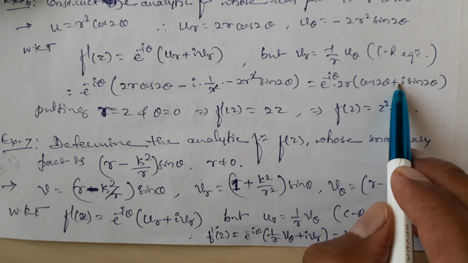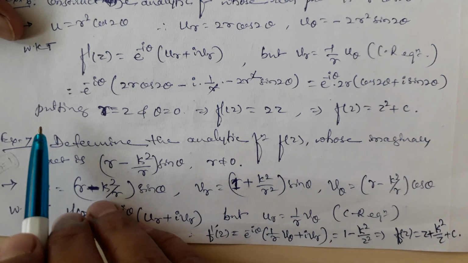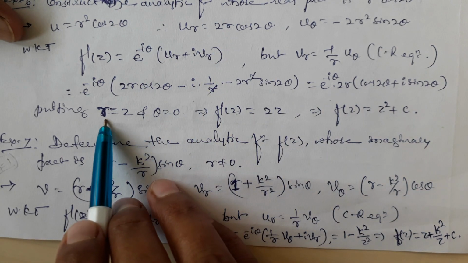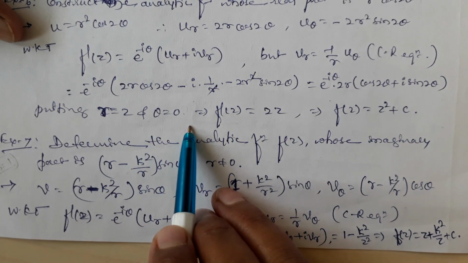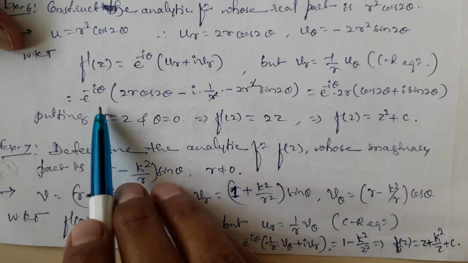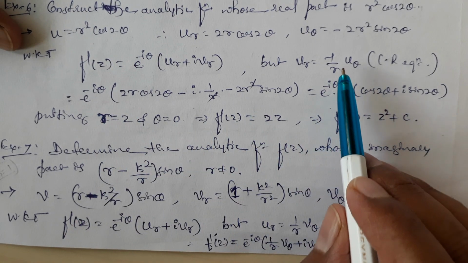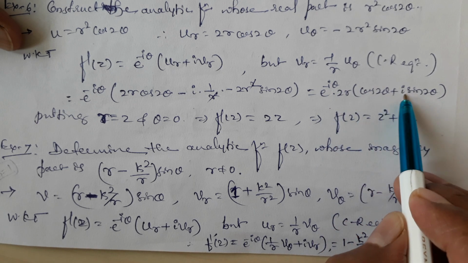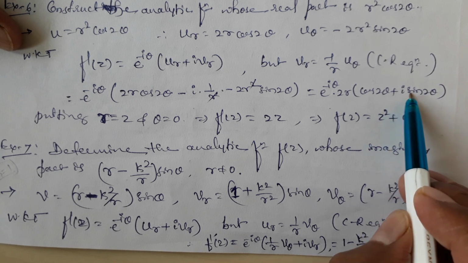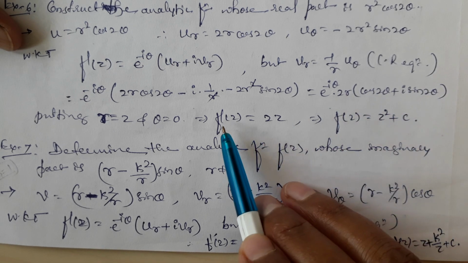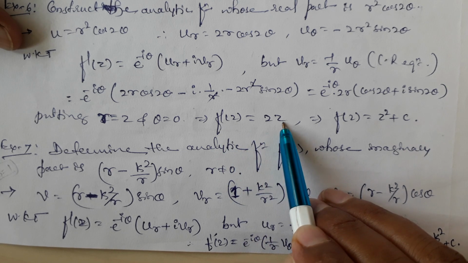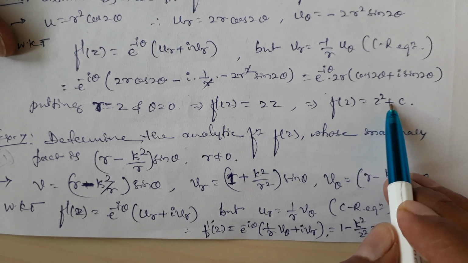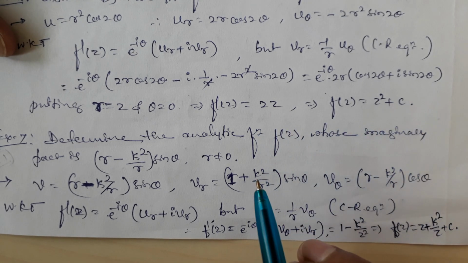This is e to the power i 2 theta. In the Cartesian form we replaced x by z and y by 0, but here we can replace r by z and theta by 0. Hence we get f dash of z equal to e to the power 0, that is 1, times 2r, where r is z, so 2z, and cos 0 is 1 plus i sin 0 is 0, so 1 plus 0 is 1. Then f dash of z equals 2z, and by integrating we get f of z equal to z square by 2 times 2, the 2 cancels, so z square plus some integration constant c.